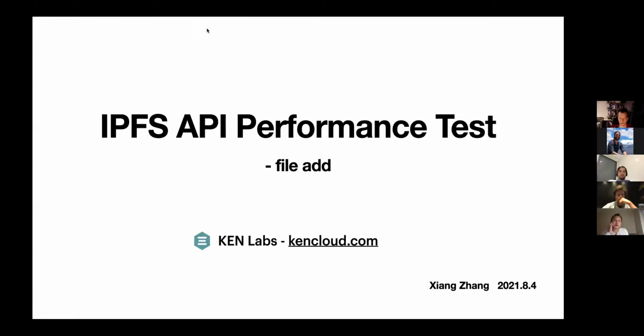This is the IPFS API performance test we did in the past 2 weeks. Let's see our objective. In general, we try to understand how IPFS behaves in handling different file sizes, especially large files. In this way, it helps us understand what kind of file we can handle, and in our future indexing service, what we need to do, and what kind of file we need to prepare or even handle. So this is one of the objectives.